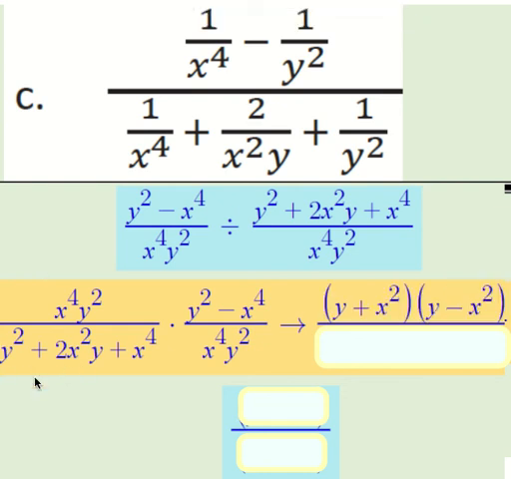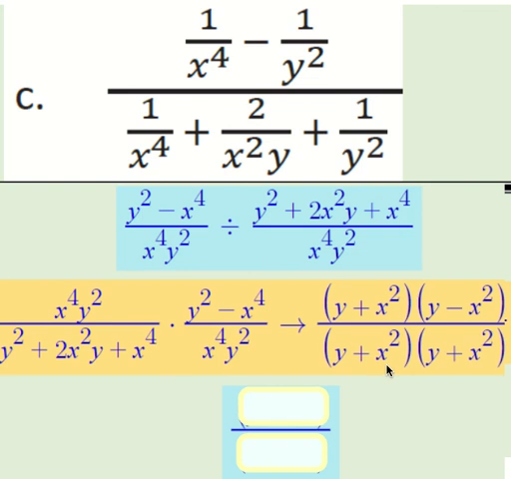Another thing I notice when I look at the denominator is I've got a y squared here and I've got an x to the fourth over here, which really suggests that this could be some kind of a perfect square situation, and it actually is. This is a perfect square trinomial. So this is really y plus x squared times y plus x squared.